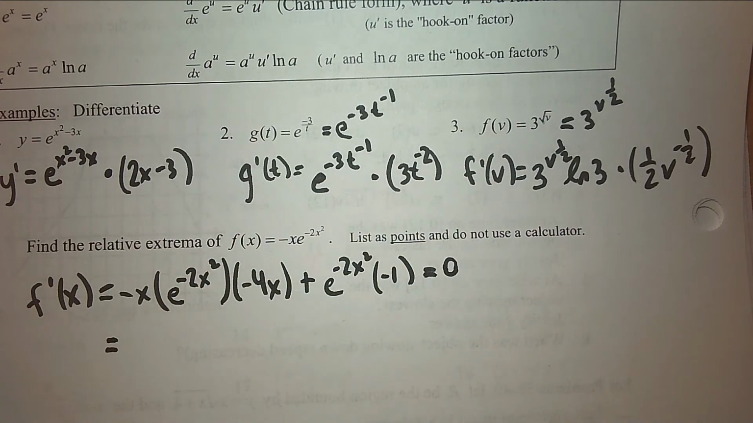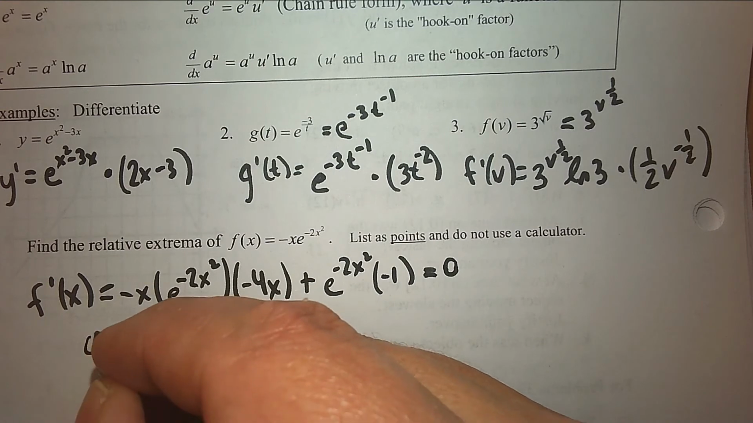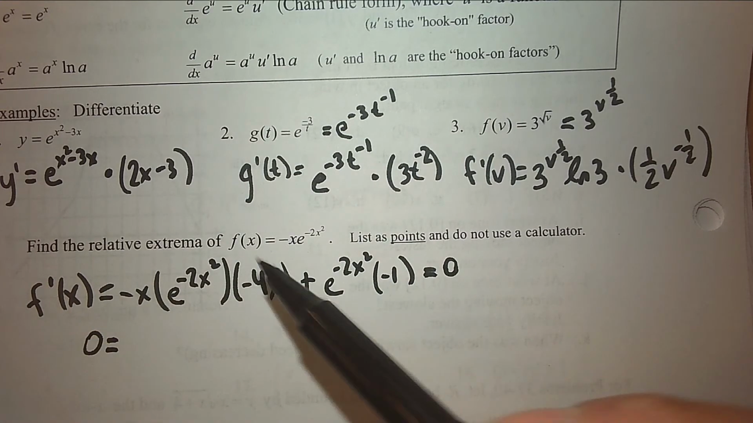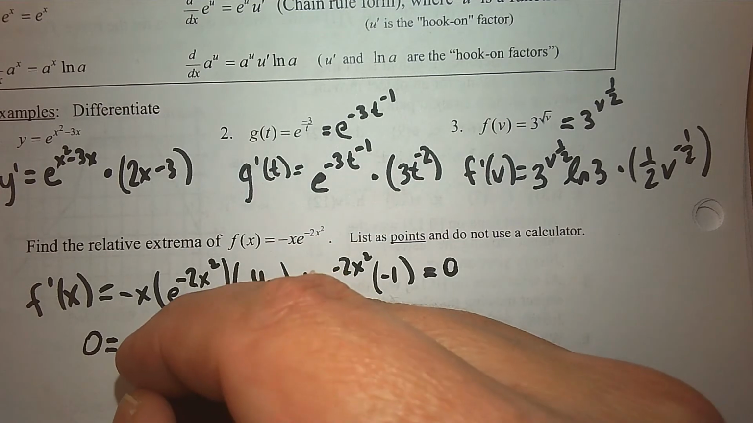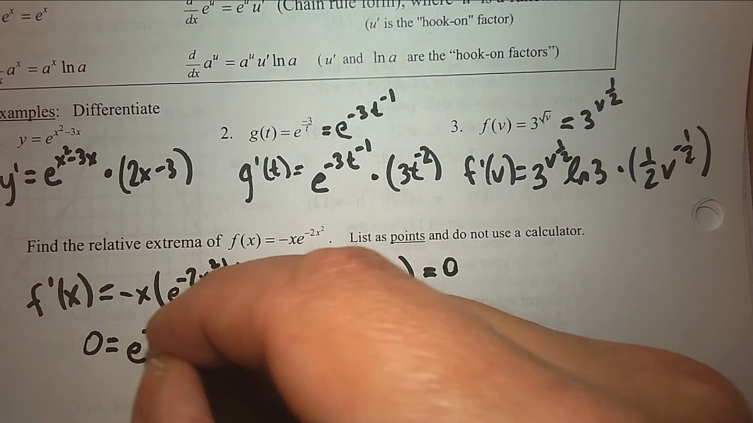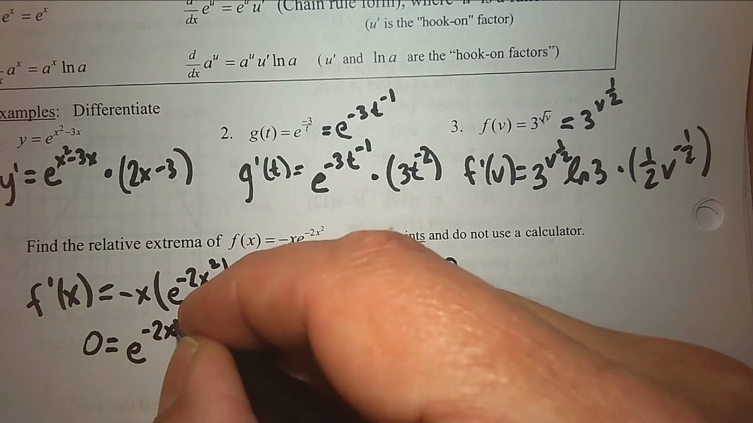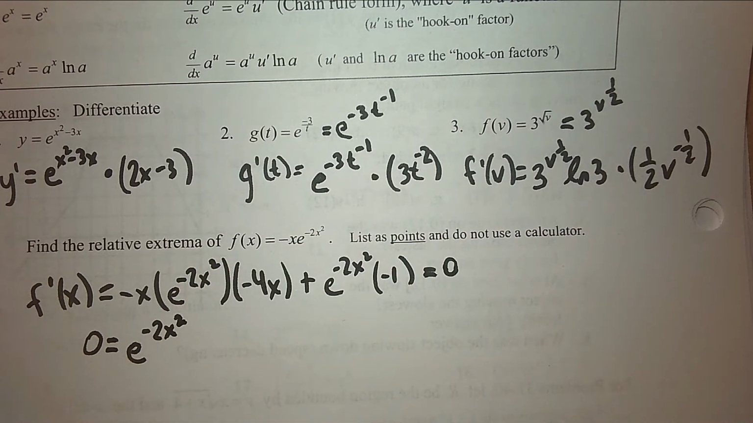One of the skills that you have in algebra is to solve something by factoring. What do you notice that is the same with both terms? E to the negative... Remember we talked about the algebra being more challenging than the calculus, right? So we're trying to build up both. If you factor it out, what are you left with?